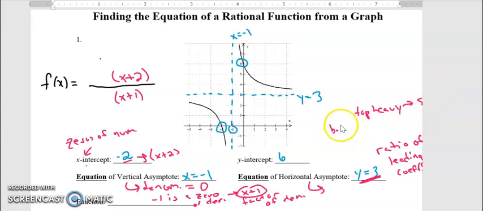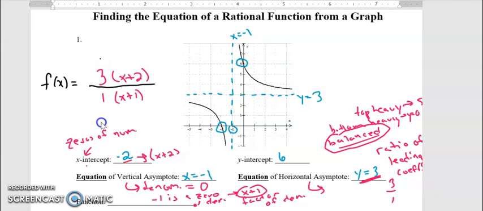If it's bottom heavy, then you have a horizontal asymptote at y equals 0. And if it's balanced, then you take the ratio of the leading coefficients and you can get a non-zero number. So we're looking at a balanced function here if you have a horizontal asymptote at y equals 3. The ratio of your leading coefficients should be 3/1 to get y equals 3. So I'm going to make the leading coefficients 3/1.